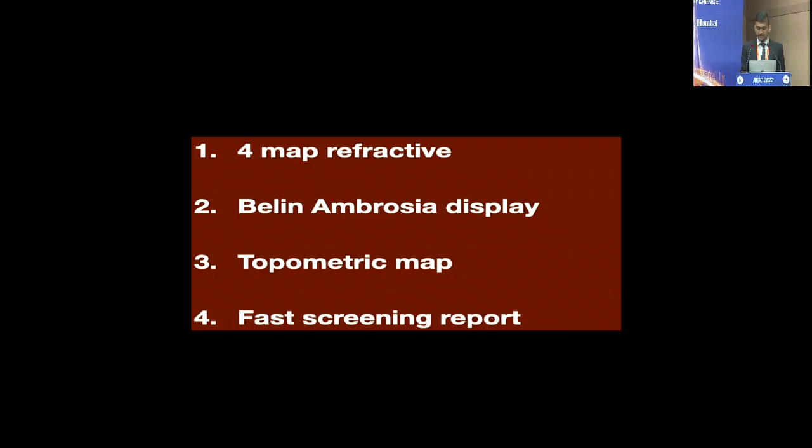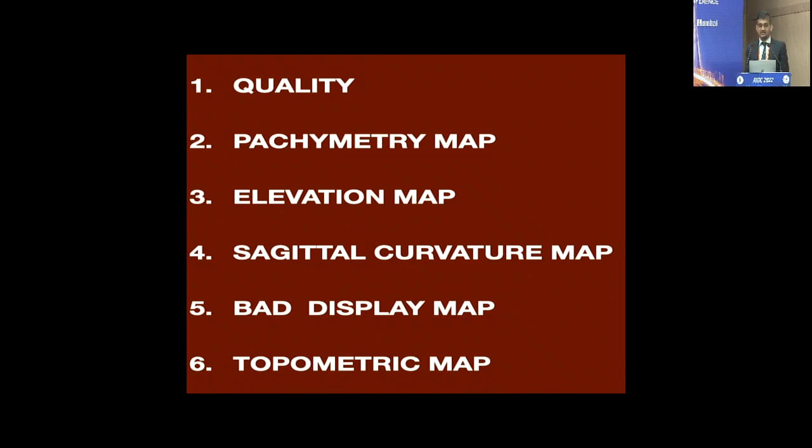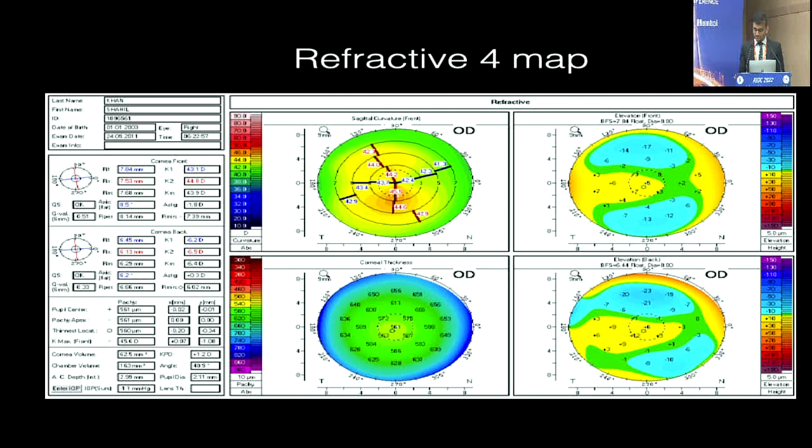So if you're getting it done from outside or even from your center in a busy clinic, you want these 4 reports with you to make an assessment: the 4-map refractive, Belin-Ambrosio ratio display, topometric map, and fast screening report. And you essentially would like to see these 6 points when you are evaluating a Pentacam. So let's see one by one.